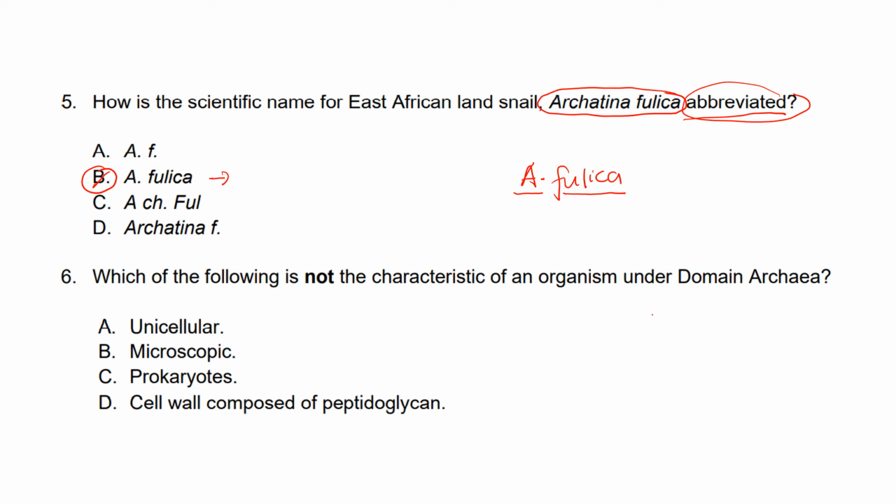Question number 6, which of the following is not a characteristic of an organism under the domain Archaea? Archaea are basically prokaryotes. So the answer is C, which describes the characteristics of Archaea. C is the answer because the question asks for what is not a characteristic.